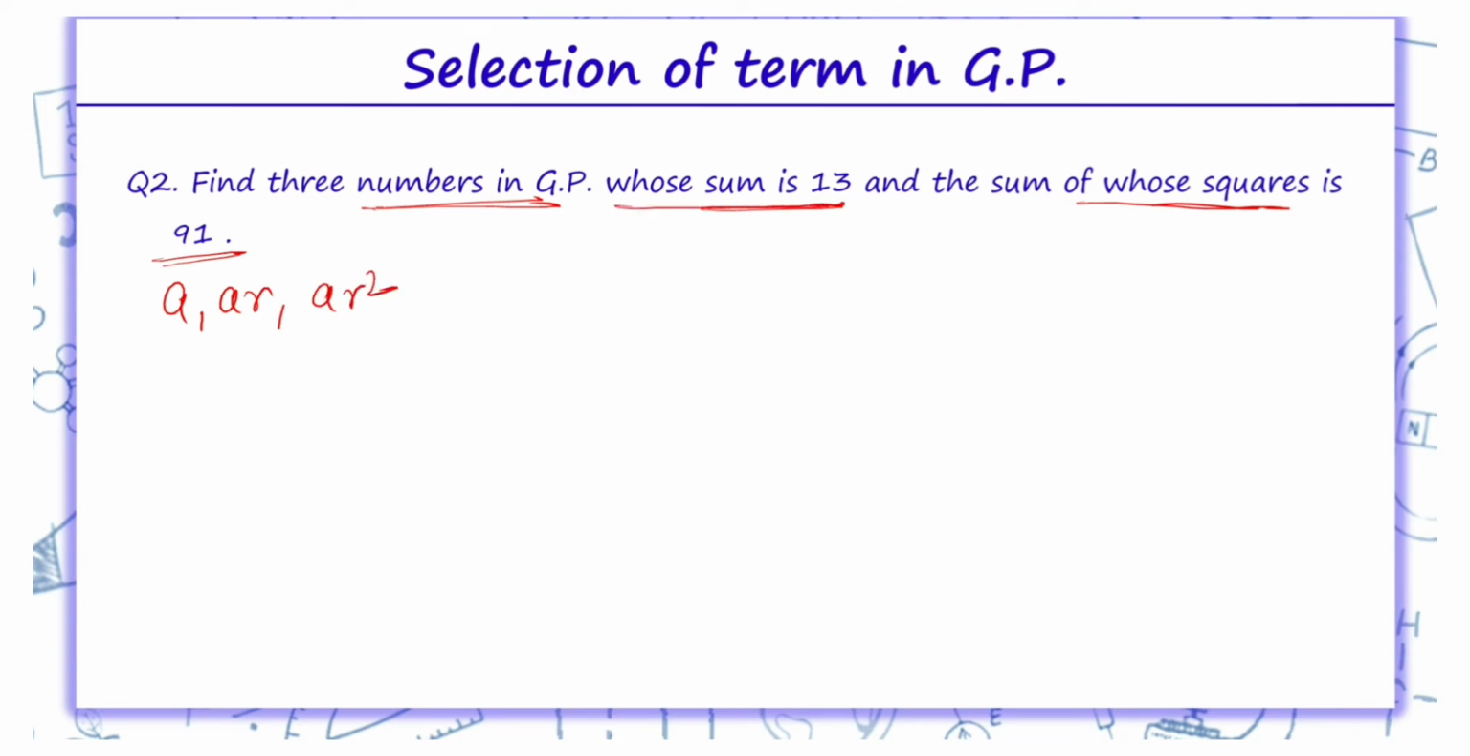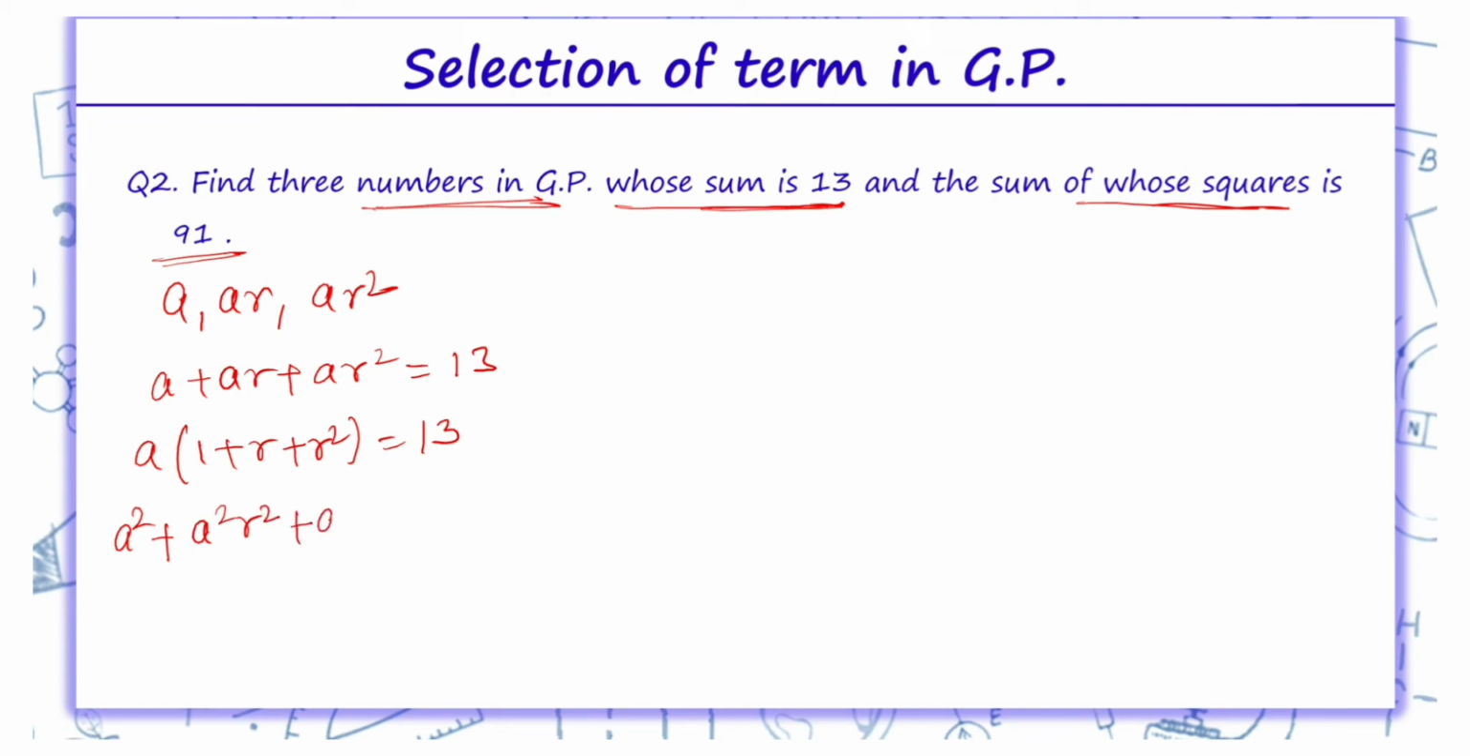Now the sum of these numbers is 13, that is A plus AR plus AR square is 13. Taking A common, we get A(1 plus R plus R square) equals 13. Next, they have given the sum of whose squares is 91, that means A square plus A square R square plus A square R to the power 4 is 91. Again taking A square common, we get 1 plus R square plus R to the power 4 equals 91.